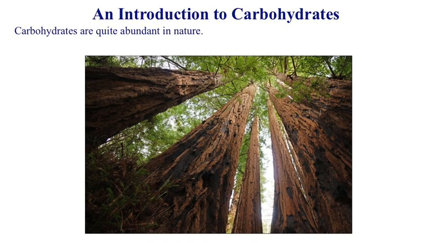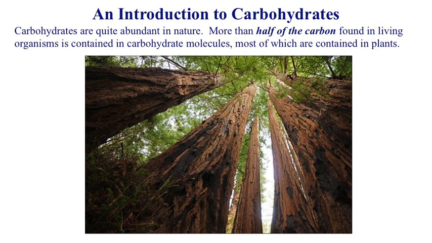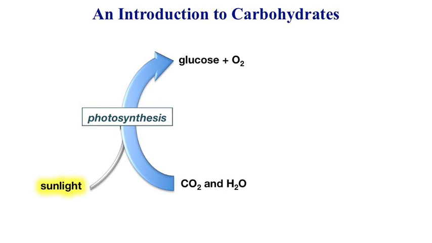Carbohydrates are quite abundant in nature. More than half of the carbon found in living organisms is contained in carbohydrate molecules, most of which are contained in plants. The primary reason for such an abundance is that a carbohydrate is produced by a series of chemical reactions that we call photosynthesis. Energy from sunlight is used by plants to provide energy to drive the photosynthesis process. In this process, carbon dioxide and water are converted to oxygen gas and a carbohydrate called glucose.